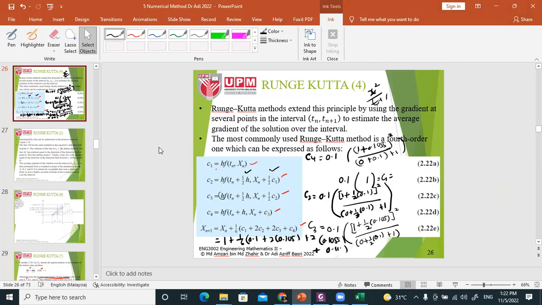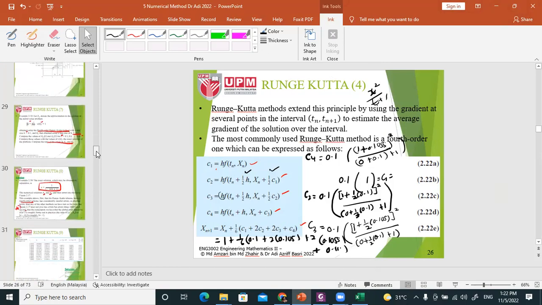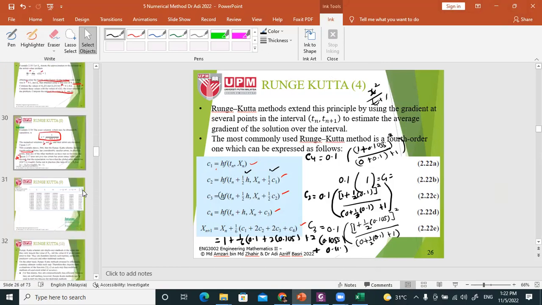Okay, no need to submit, but this is based on your own effort in order for you to understand the method. The method is important for you to understand, not only for this subject, you will use it in error analysis in other subjects of numerical methods. Okay, so I think it's already 120. So we will end at the Runge-Kutta method.